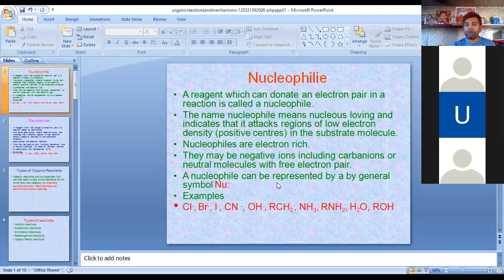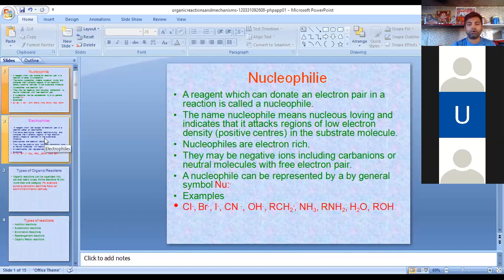A nucleophile can be represented by a general symbol Nu with a negative charge. Examples: chloride ions, bromide ions, iodide ions, cyanide ions, hydroxide ions, this ammonia or this amide ion, water molecule, this alcohol group, alkoxide, and other things. So these are the nucleophiles. They may be neutral or have a negative charge. Already we know this.